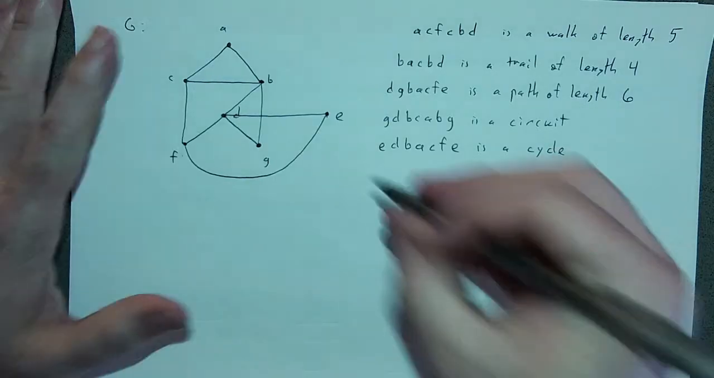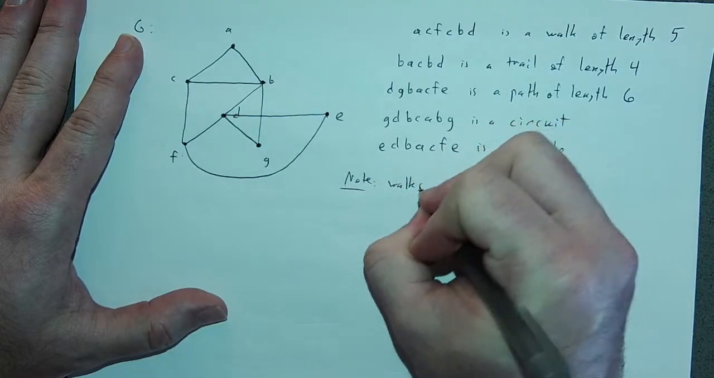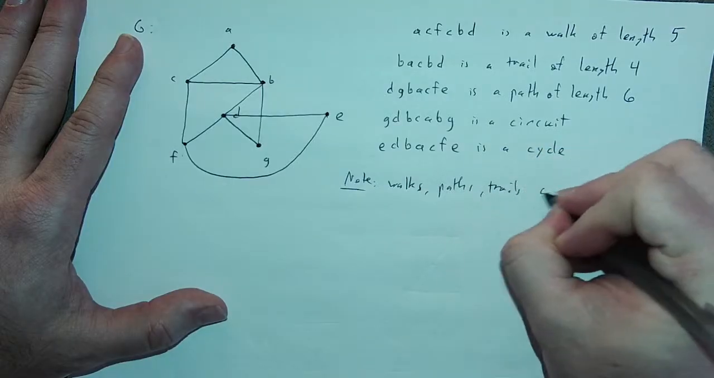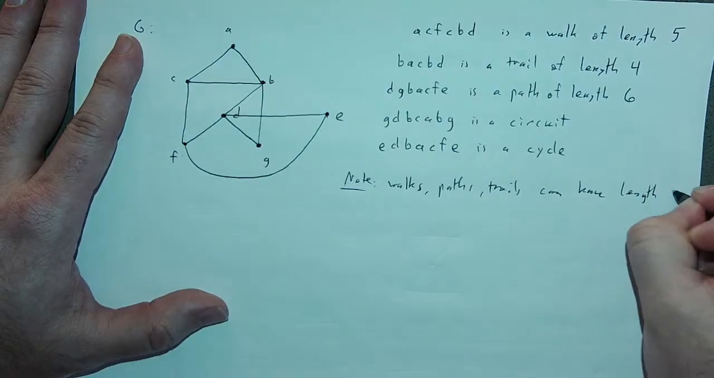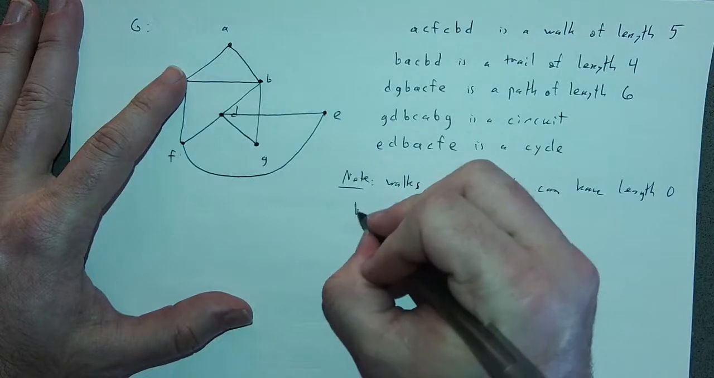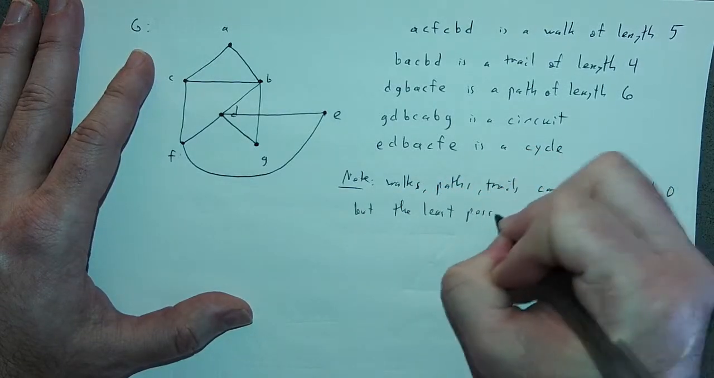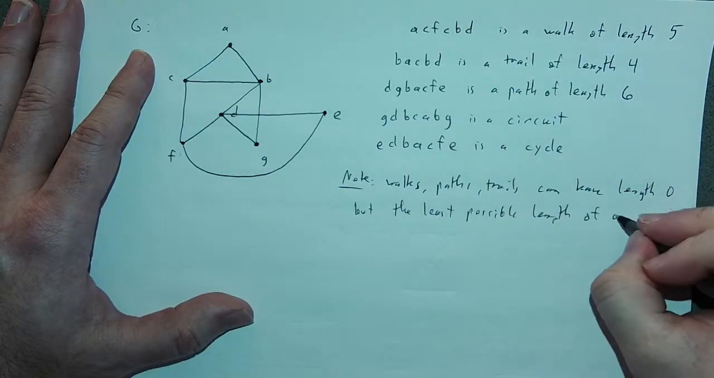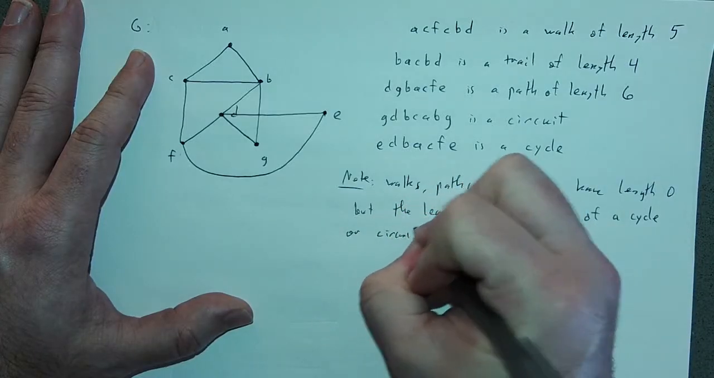So note, walks, paths, trails can have length 0, but the least possible length of a cycle or circuit is 3.